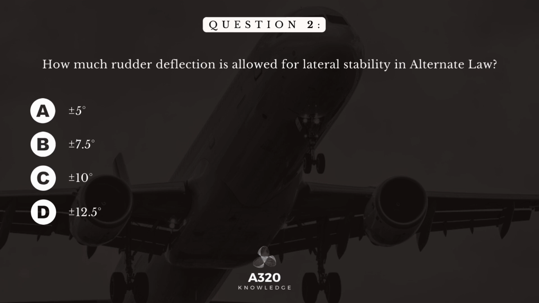Question 2. How much rudder deflection is allowed for lateral stability in alternate law? A. Plus or minus 5 degrees. B. Plus or minus 7.5 degrees. C. Plus or minus 10 degrees. D. Plus or minus 12.5 degrees.